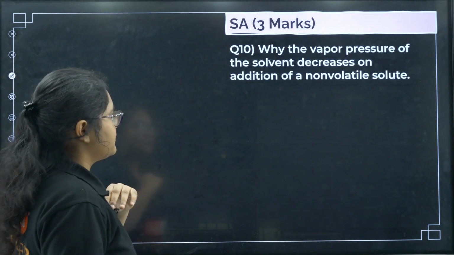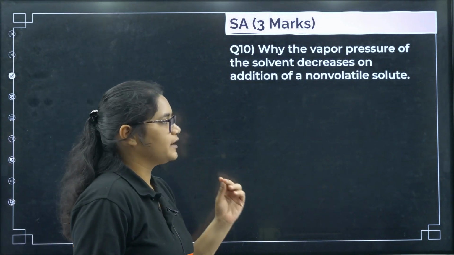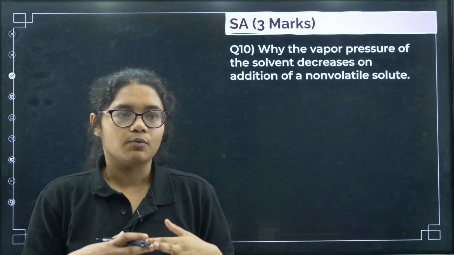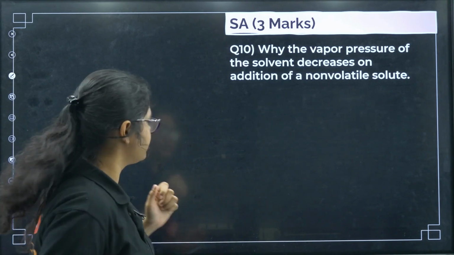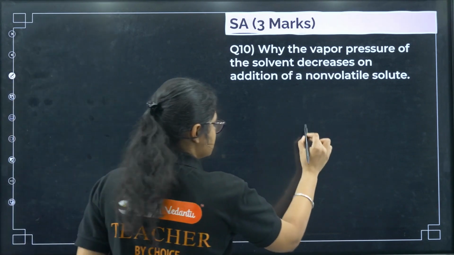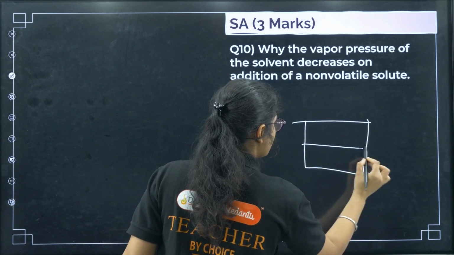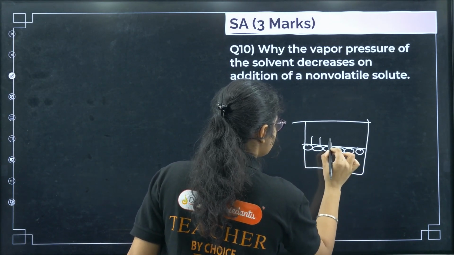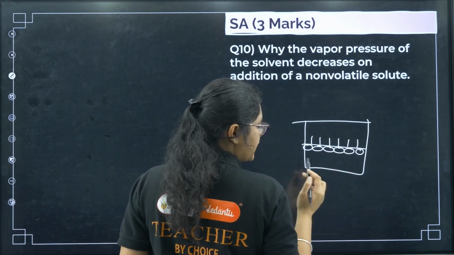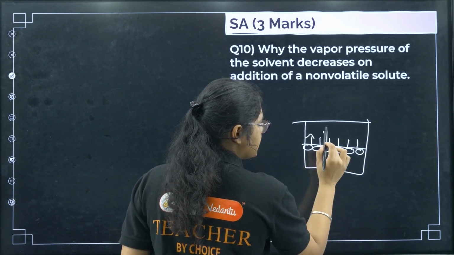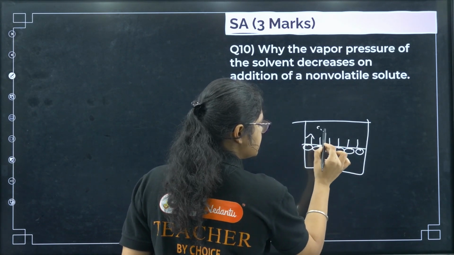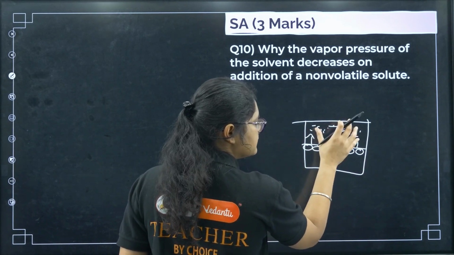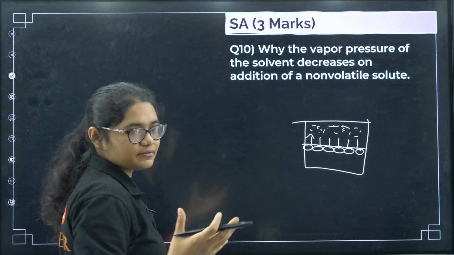Next, why does the vapor pressure of the solvent decrease on addition of a non-volatile solute? This is a very important question. See, vapor pressure, how is it created? You should have a closed container. Here the solvent molecules are present. These solvent molecules evaporate, right? When the rate of evaporation and the rate of condensation become equal, some vapors are produced here. And the pressure exerted by these vapors on the liquid is called vapor pressure.